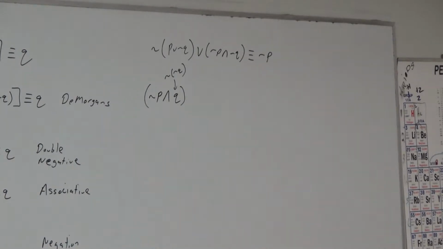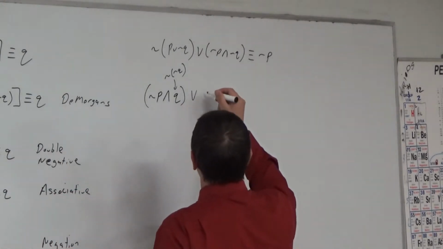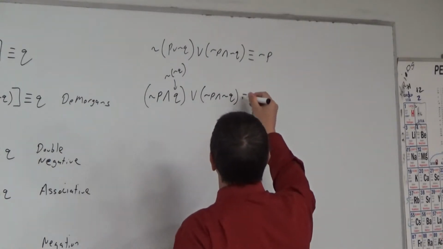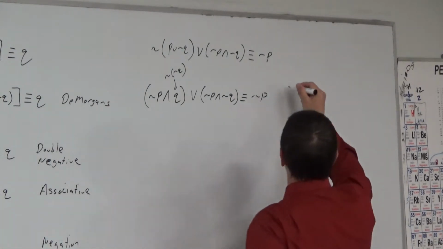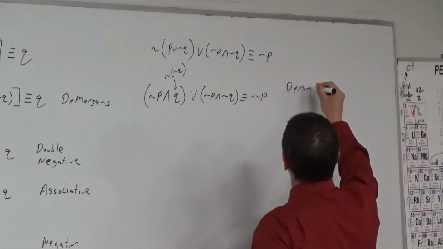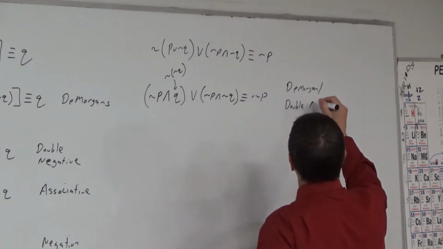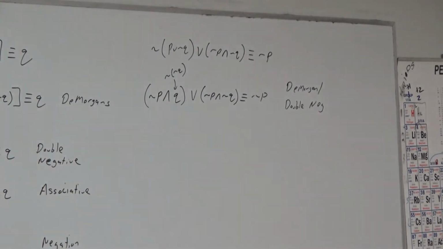I just don't want to waste a whole step writing not Q in there. And you know it's a double negative. You've known that all your life. The second set of parentheses remains exactly the same. So not P and not Q. And that's supposed to be equal to not P. So that's De Morgan and double negative. All right. Everybody in here can do that. I know you can do that.